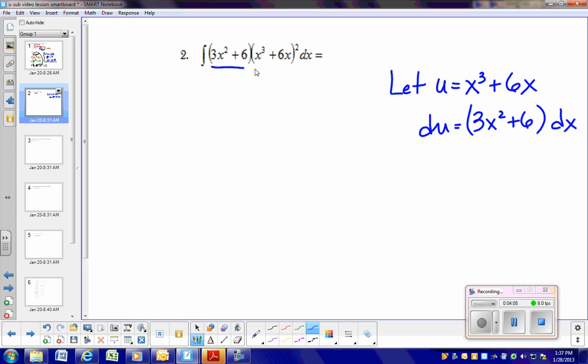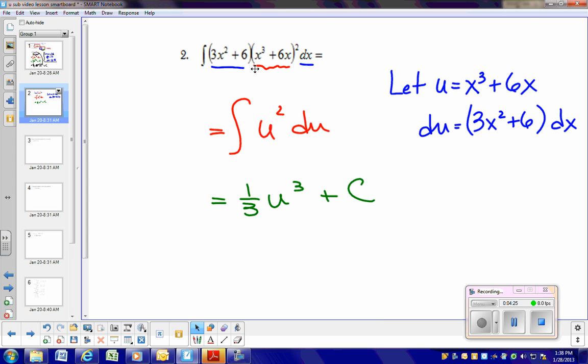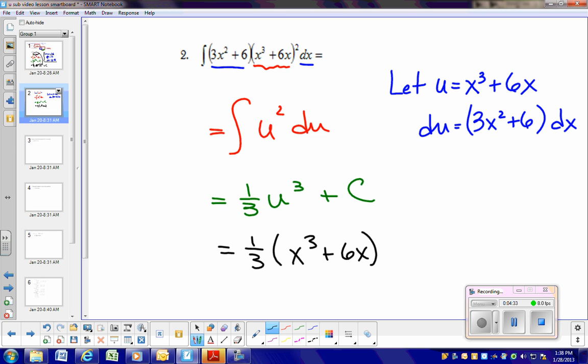That part here that I underlined is du. And then this piece is u squared. So I have this nice simple antiderivative to find, 1/3 u to the 3rd, plus a constant. The constant should arrive on the scene as soon as you antidifferentiate. And I've got 1/3, now sub back in, (x cubed plus 6x) quantity to the 3rd, plus c.